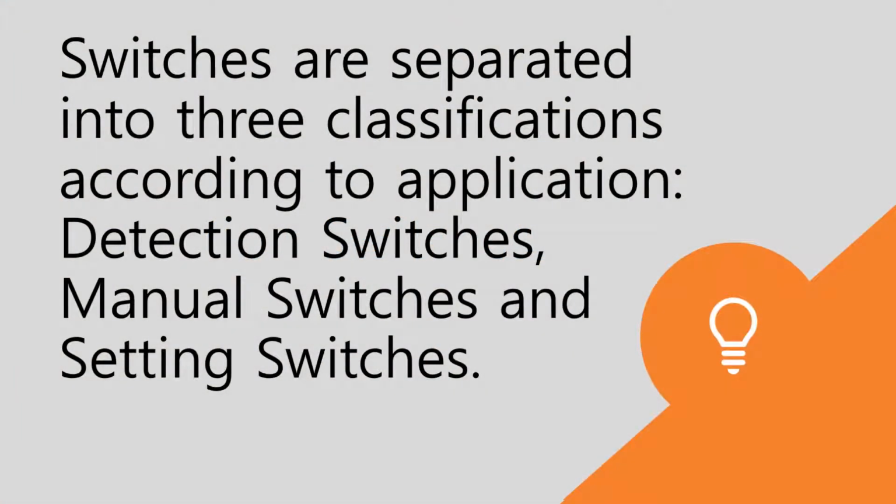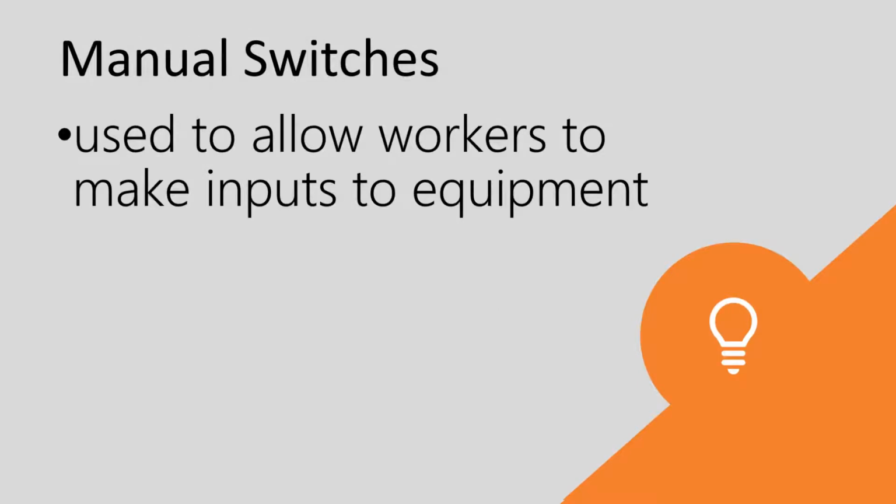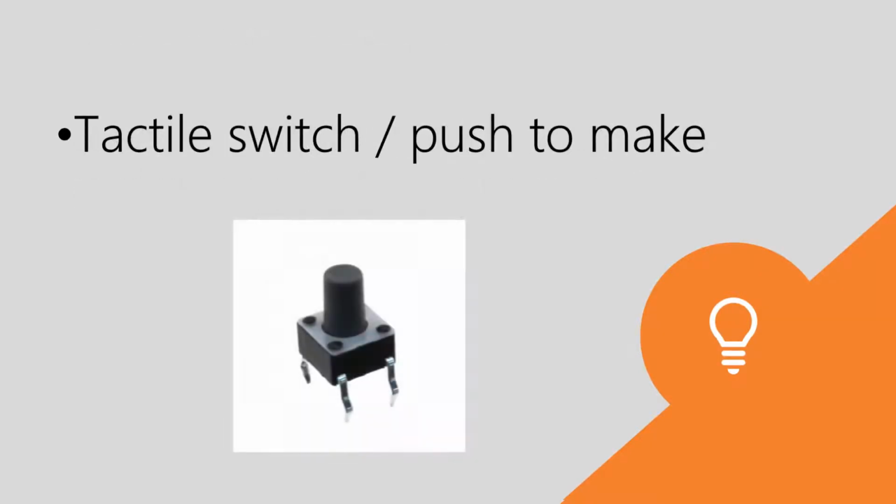These are classified as detection switches, manual switches, and setting switches. Manual switches are used to allow workers to make inputs into equipment. So we have the tactile switch or the push to make. This switch, when you press it, it makes the circuit. When you release it, it breaks the circuit.